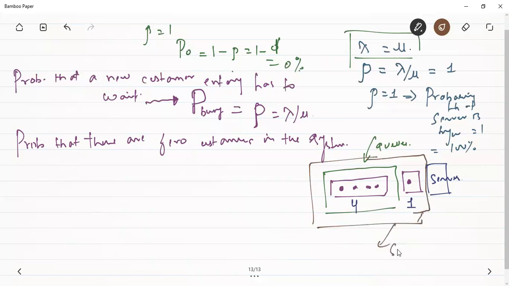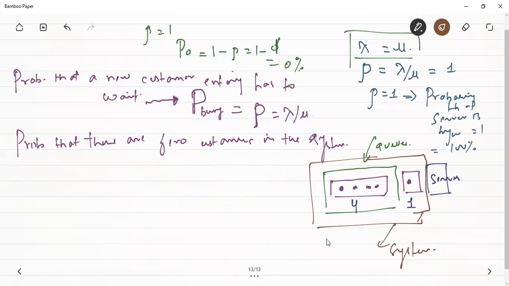और अगर हम इस पोर्शन की बात करें, this complete thing is known as system. Okay, so queue only includes those people which are waiting, which are not getting serviced. अभी इनकी सर्विस नहीं हो रही है। लेकिन अगर हम कंप्लीट सिस्टम की बात करें, system includes the people who are waiting in the queue as well as that person who is currently getting serviced.